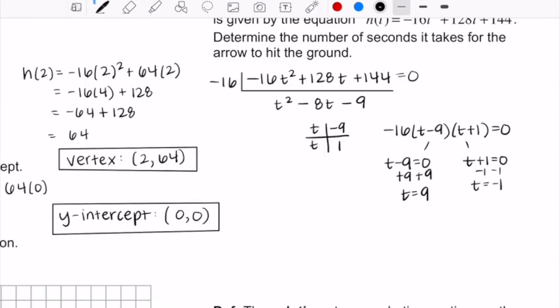Negative 1 doesn't represent the x-intercept that I'm looking for. t equals 9 means that after 9 seconds, I'll have an x-intercept. And so after 9 seconds, the arrow that starts out at 144 feet goes upward and then comes back downwards. After 9 seconds, it would hit the ground.